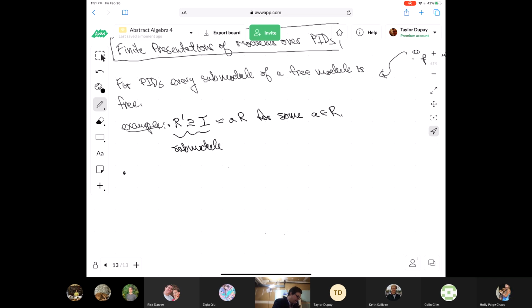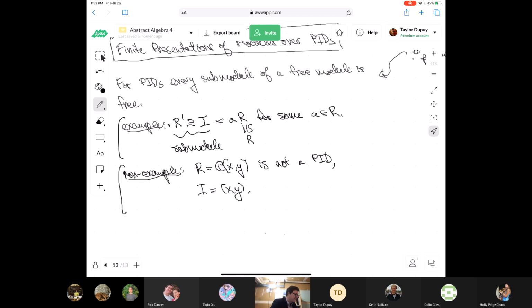A non-example: if we take R to be C[X,Y], this is not a PID, as demonstrated by the ideal generated by X and Y. It's not a principal ideal. It's not generated by one element. This is not a free module. And remember, we said before that a principal ideal was isomorphic to R, so the submodule of the free module is free. This one here is not isomorphic to C[X,Y]. There are relations between X and Y. So the idea is that free is like no relations.